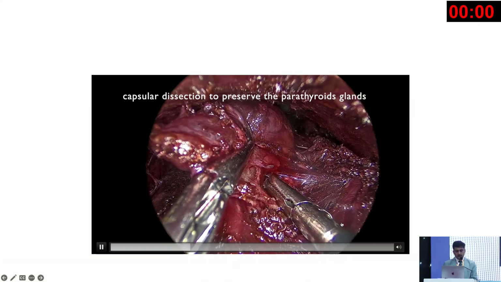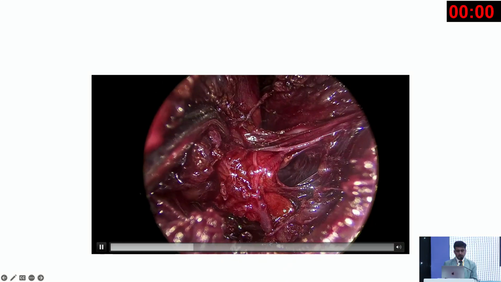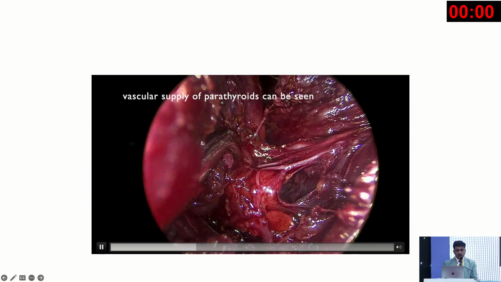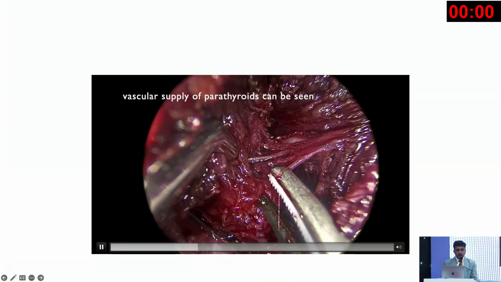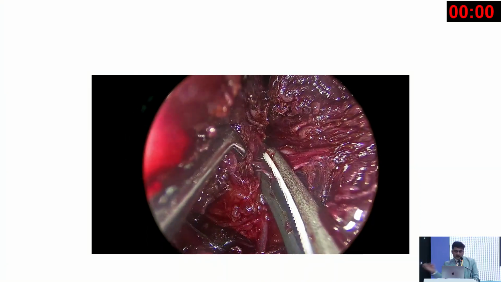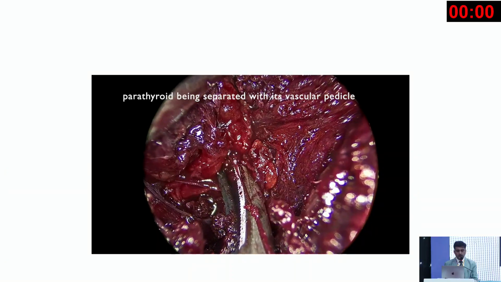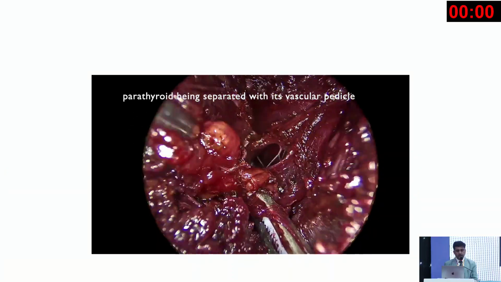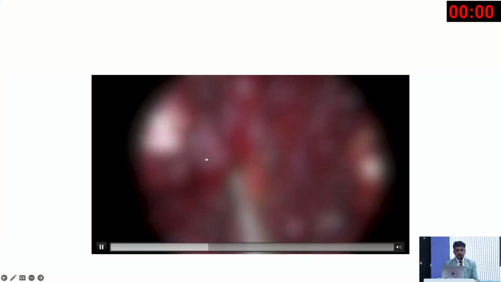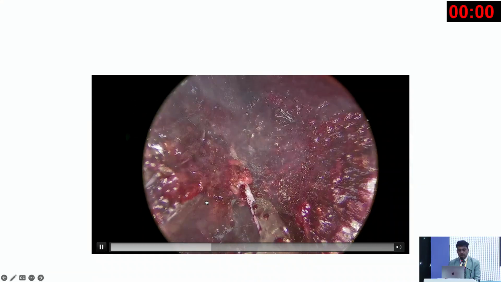So these are the parathyroids. This is the parathyroid that I am dissecting. That's the vascular pedicle of the parathyroid. So you do a very good capsular dissection in this region so that your parathyroids get separated inferiorly and they fall back into the thyroid bed. So that's the tubercle of Zuckerkandl, which is our landmark for parathyroid as well as for the recurrent laryngeal nerve.